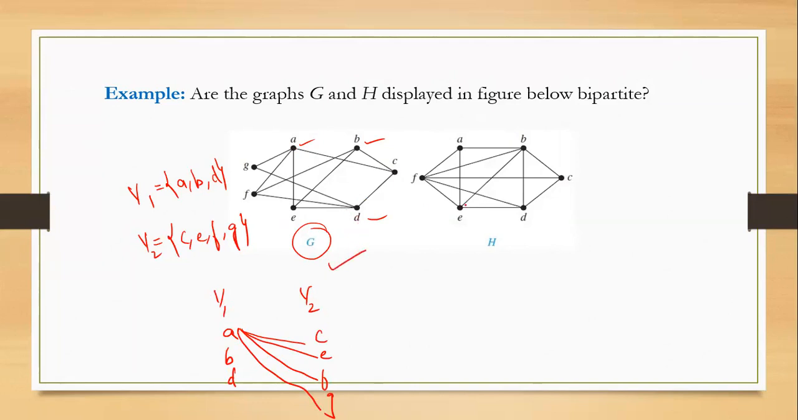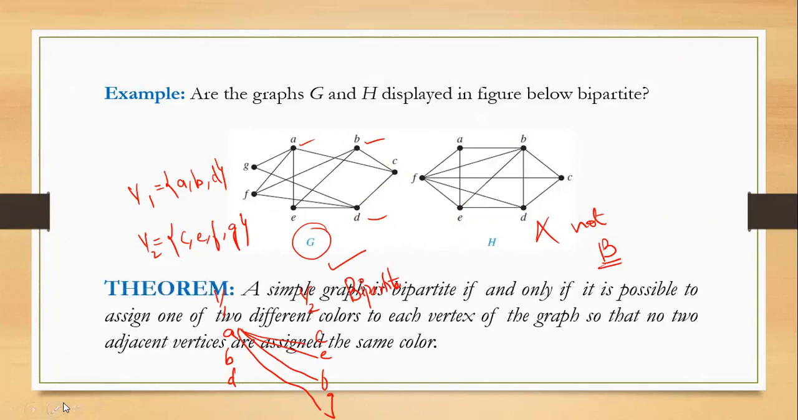But what about graph H? Graph H is not bipartite because its vertex set cannot be partitioned. So this is not bipartite. This is a bipartite graph. But this is not bipartite. Okay. So you can create the vertex set in such a way that the edge should not be in between the vertices of the same set.